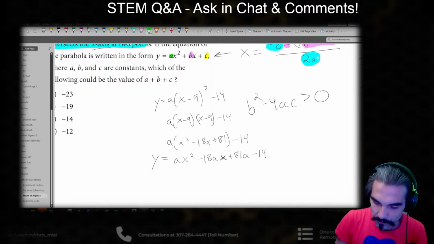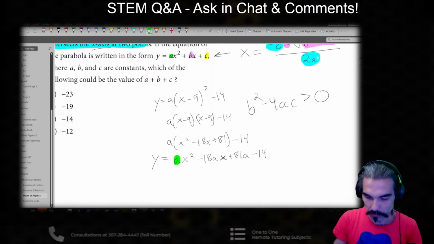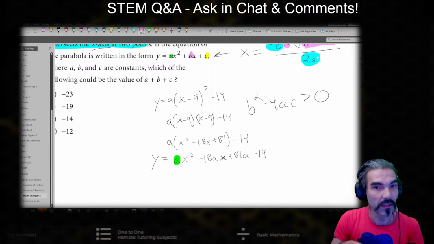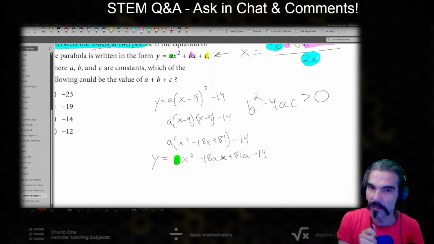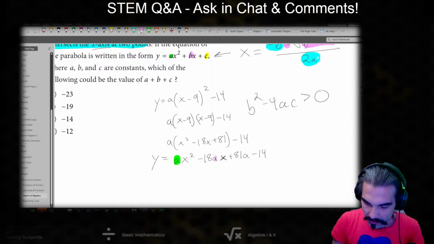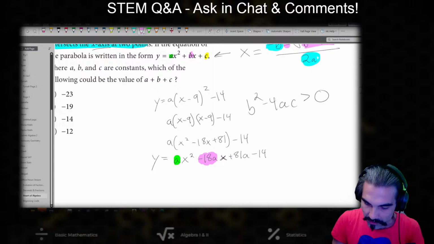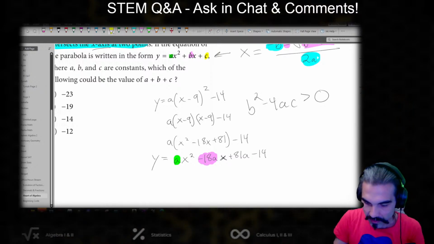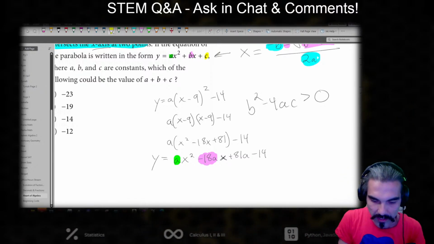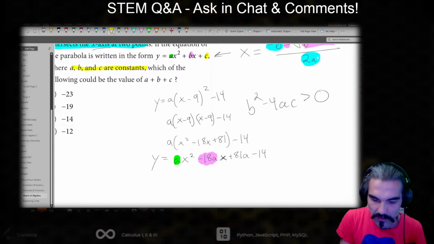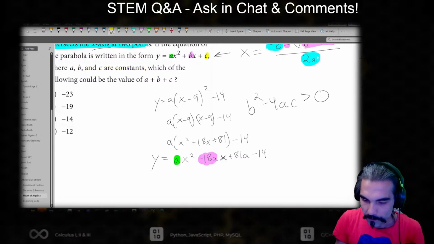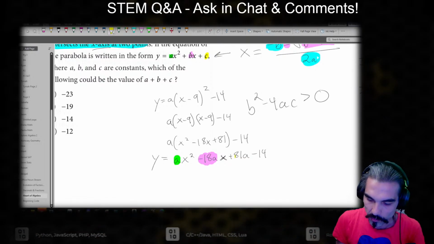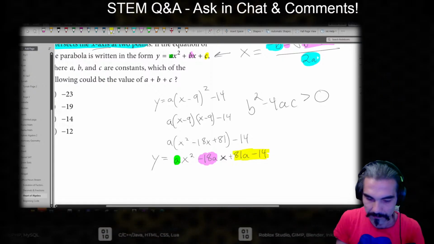Here, however, we have a. B is whatever is in front of x, not x included, but whatever is physically in front of it. And for us down here, in front of our x is negative 18a. Finally, c is the constant. They've told us that a, b, and c are constants, so c is everything else that would be said constant. We would then consider all of these to be c.